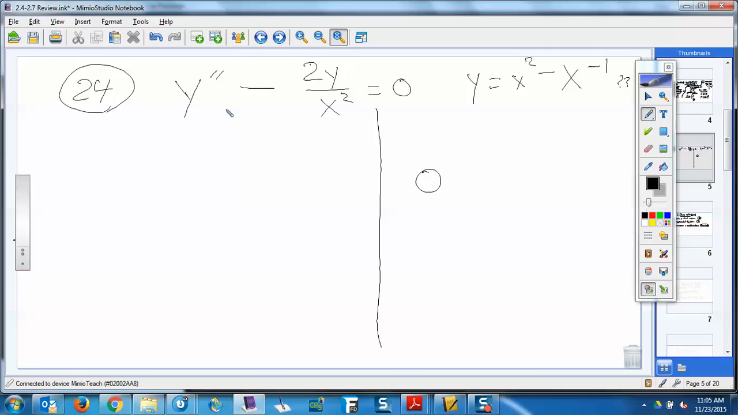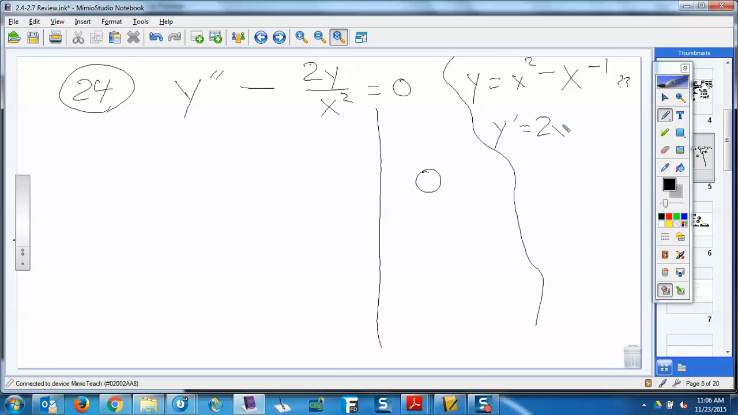This side we'll substitute in. Well, what are we going to put for y double prime? 2x. Well, we need to do the derivative over here. Twice. So that would be 2x plus x to the negative 2, right? Bring the negative 1 down, would make it positive, and drop the power to a negative 2. Then I got to do it again. 2 minus. Bring that down. 2x.